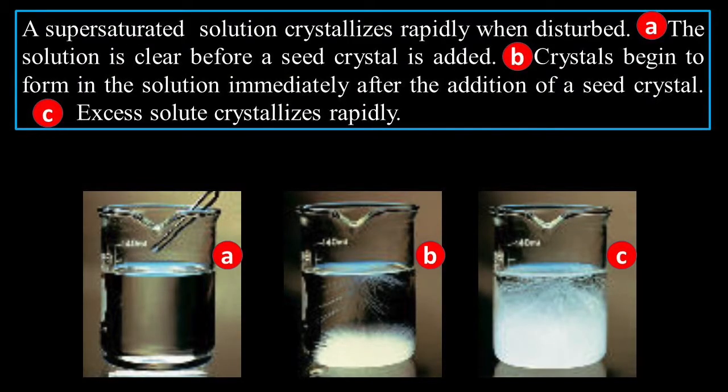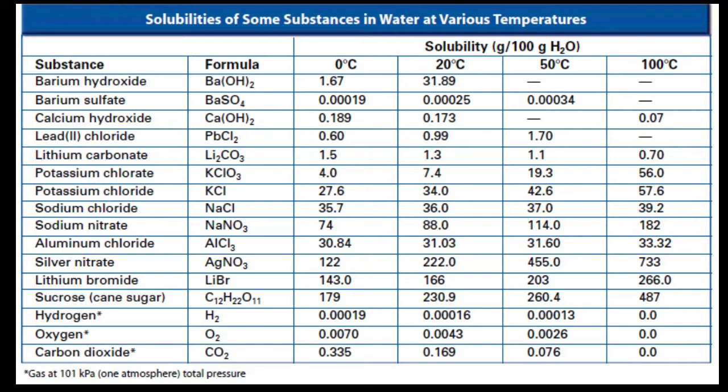A supersaturated solution crystallizes rapidly when disturbed. The solution is clear before a seed crystal is added. Crystals begin to form in the solution immediately after the addition of the seed crystal. Excess solute crystallizes rapidly. A supersaturated solution is a solution in which more solute is dissolved than is allowed by nature. And then, if it's undisturbed, there are solubilities of substances in water at various temperatures. You can do this kind of neat experiment with the supersaturated solution of potassium nitrate.